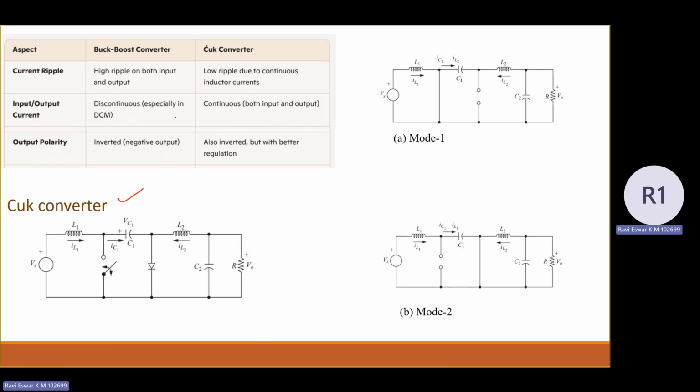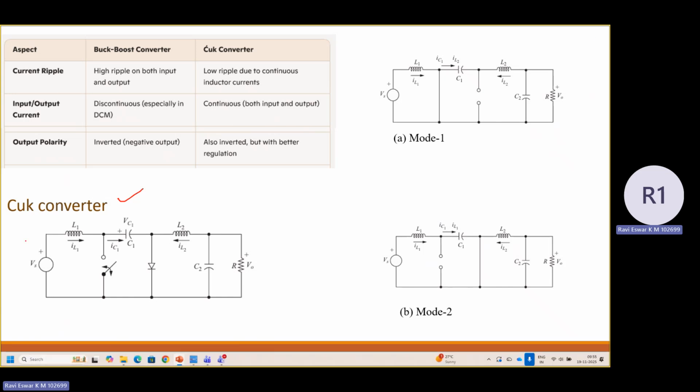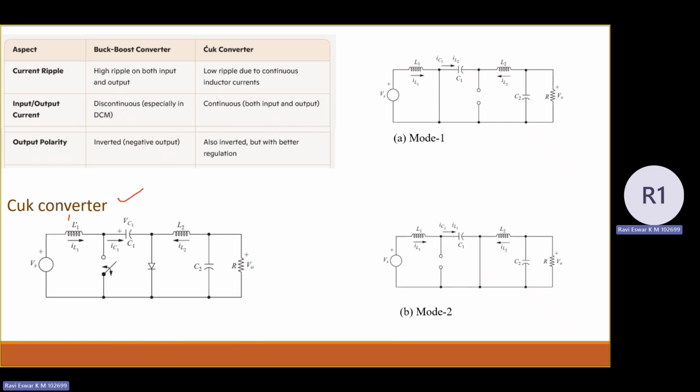So in case of the Cuk converter, if you see the structure of the circuit, the inductor is present at the input side, and at the output side also an inductor is present. You can see the notations L1 and L2 here. L1 is at the input side and L2 at the output side. Due to this particular reason, you are able to have continuous current at both input and output. So that is the main reason the Cuk converter was invented with respect to the buck boost converter.